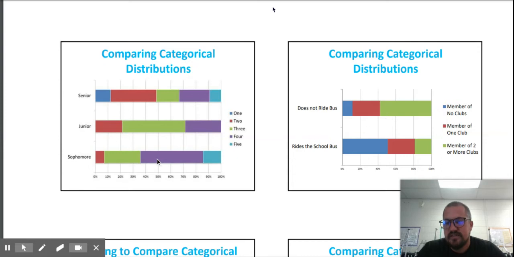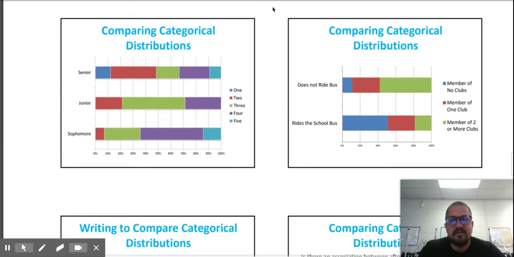You can also see the sophomores. Most of them are in 4. You see 4 is their biggest. You can see the juniors. Most of them are in 3. You can see the seniors. Most of them are in 2 as you look and compare these on a segmented bar graph.